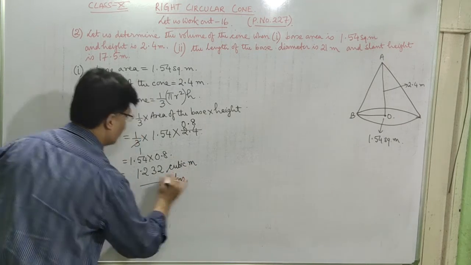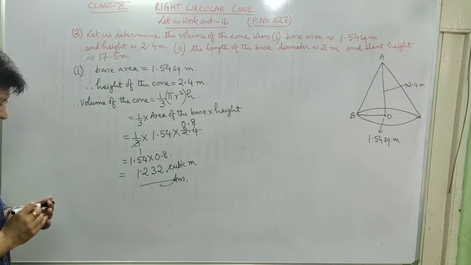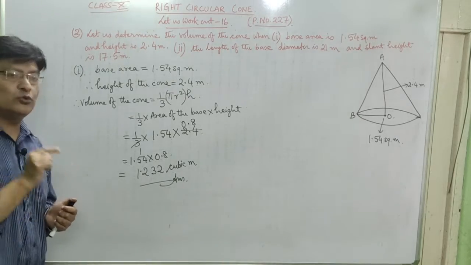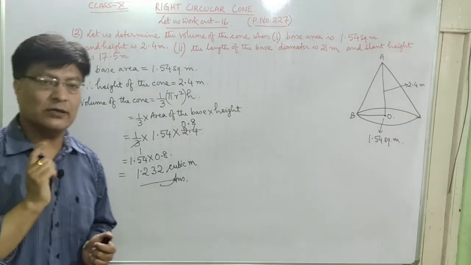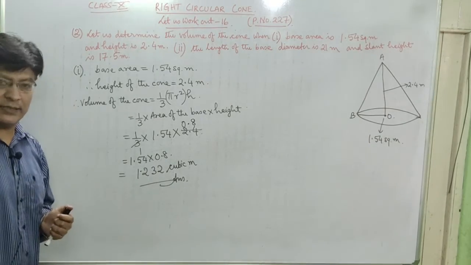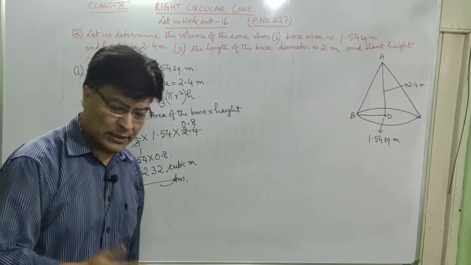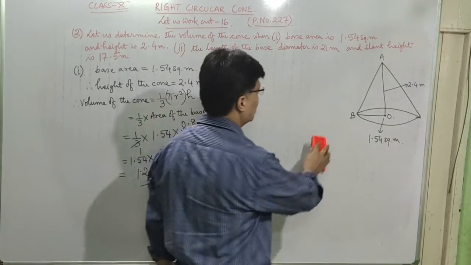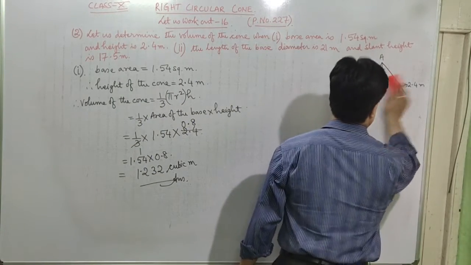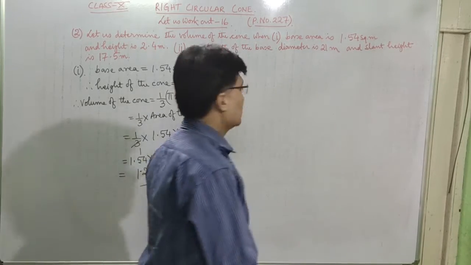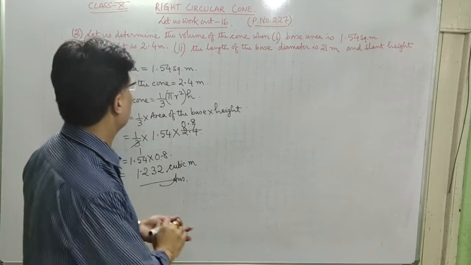So this is the answer for the first part. What is the volume of the cone? It is 1.232 cubic meter. That is the volume of the cone. So the first part is done. Now let's do the second part. Let us draw it. So now let's do question number 2, second part.